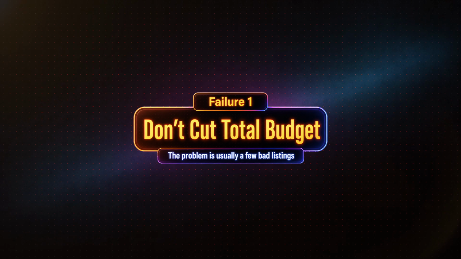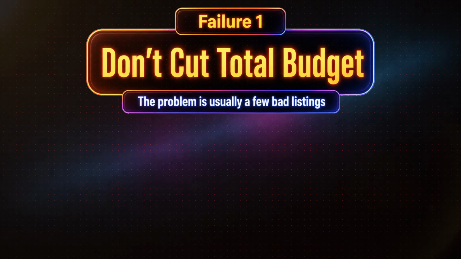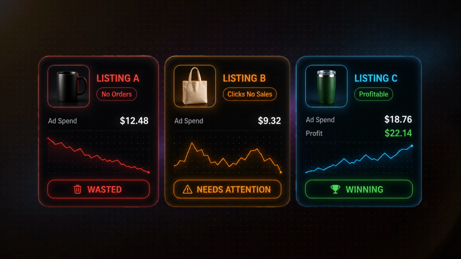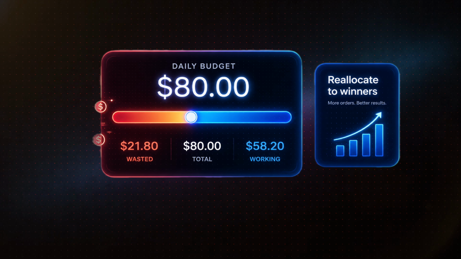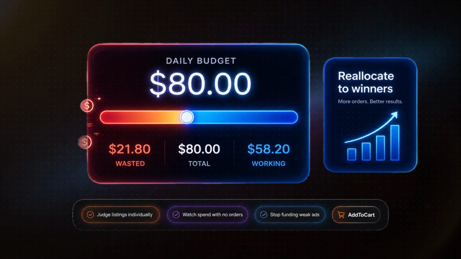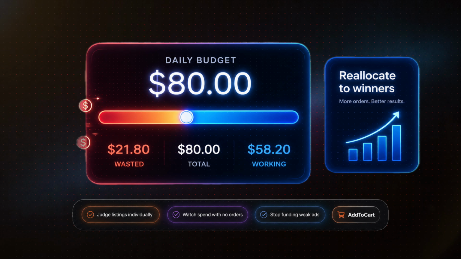Number 1 is turning down total ad spend when only a few bad listings are wasting your budget. A lot of sellers lower their entire Etsy ads budget way too quickly, when the real fix is usually just to turn off individual listings that are spending money without producing profitable sales. That's usually when people don't know what they're doing and everything looks scary. So if you see that you're not making that much money and you don't know what to do, that's essentially when people just lower the budget completely or turn it off. They just completely quit right then and there.